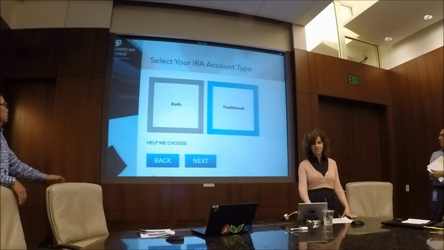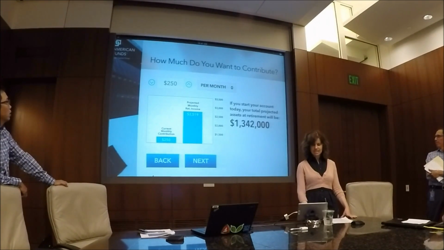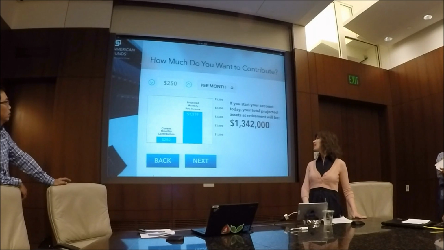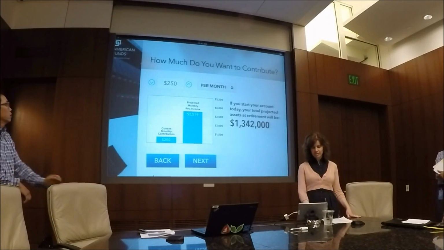So I can tap on these, see which one I want to do. I want to go ahead and do the Roth. So that's selected. And then I can choose how much I want to contribute. And this is amazing because it's exactly how much I want to contribute. What a coincidence. However, I could switch the amounts here with these little arrows.